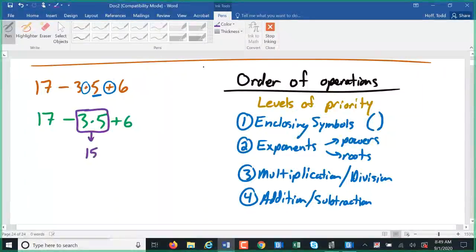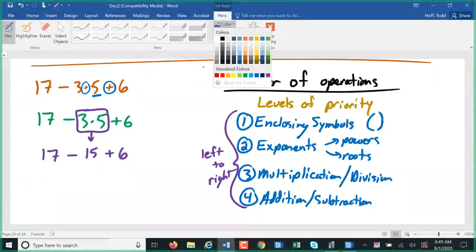So I am going to replace the 3 times 5 with 15, and I have to rewrite everything else. That's why I use the box there. Everything outside the box has to be rewritten. 17 minus in front of it, and then the plus 6 in back. No more multiplication or division. All that is left is addition and subtraction. Now there's one of each. They happen at the same time. So when we have more than one operation that happens at the same time, then we do go left to right, strictly within that operation.